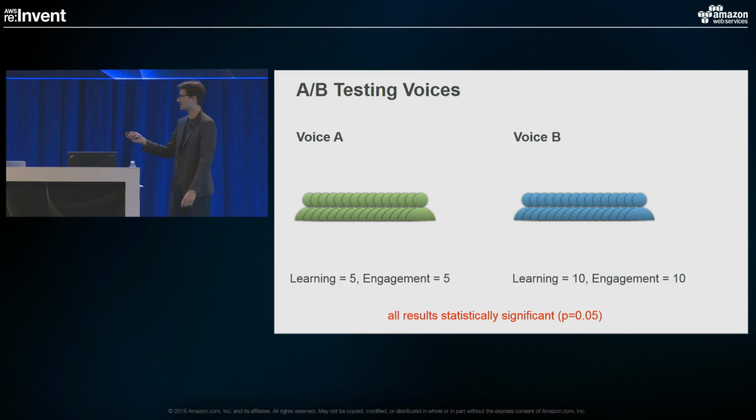And you can see here in this case, the blue voice is much better. It has higher learning and higher engagement. So we would pick the blue voice, and that would then be the Duolingo voice for that language. Now, all the results I'm going to present here are statistically significant with a p-value of 0.05. If you don't know what that means, it doesn't matter.